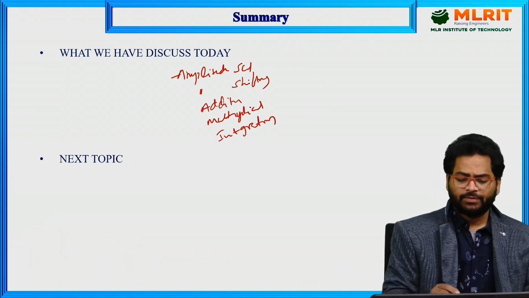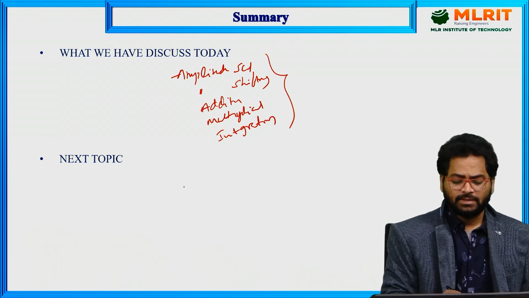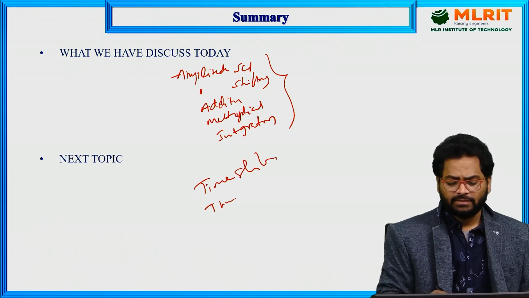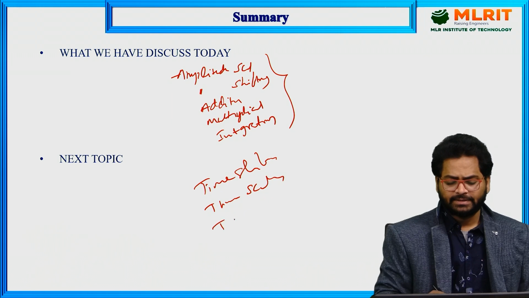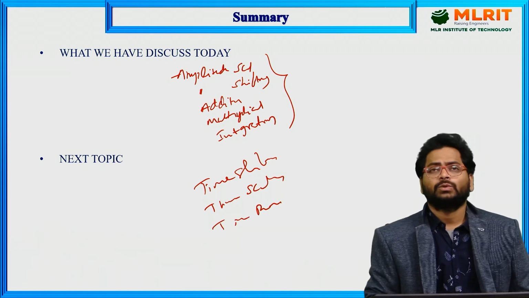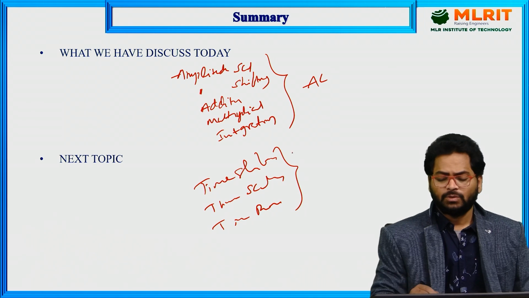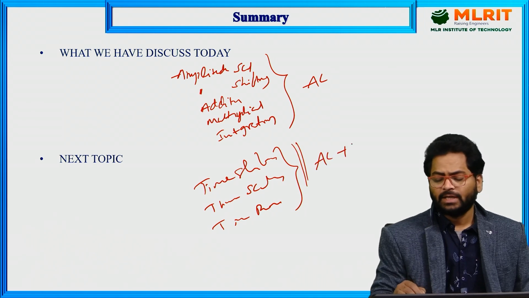And in the next topic, we will discuss the next levels, that is time shifting, time scaling, and time reversal. These three things are important for the academic point of view. Now these are important for the academic as well as the GATE exam.